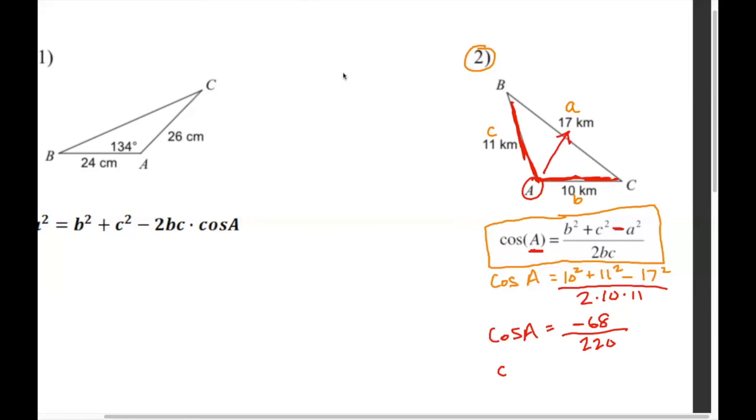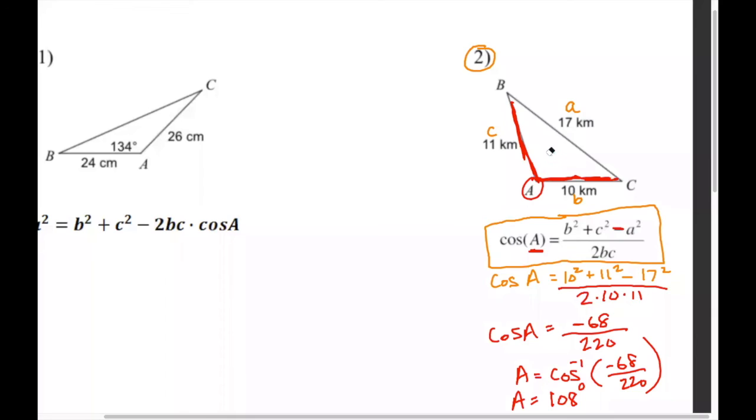So now I'm going to get right into this. I'm going to do the inverse cosine because I just want angle A. So that's going to be the inverse cosine, or second cosine, of negative 68 over 220. In my calculator, I'm going to press second cosine, and I'm going to press negative 68 divided by 220, enter, and I get 108, which is that big angle I was looking for, 108 degrees. Okay, so now angle A is established.